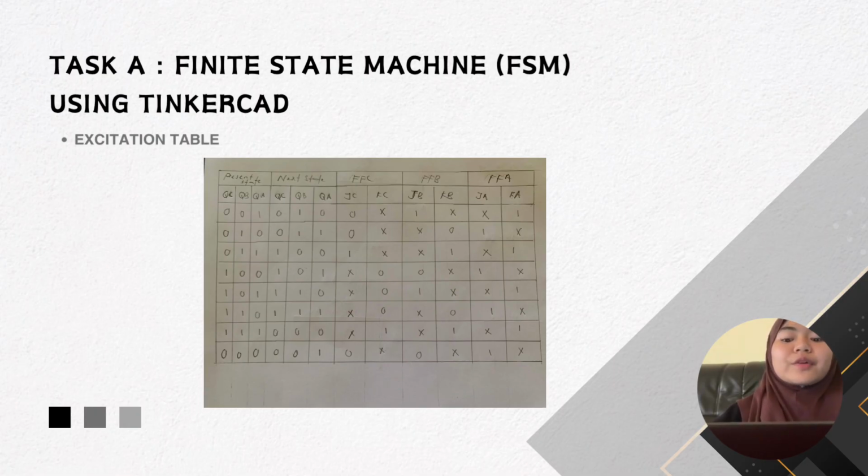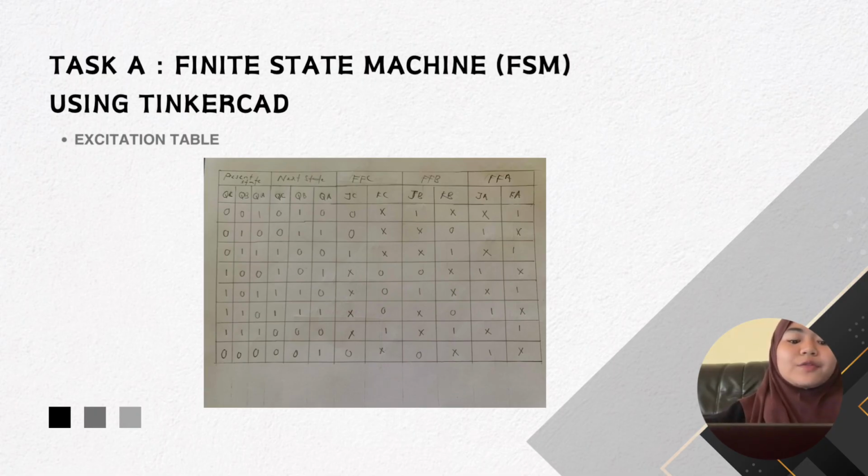Next we have 011 and the next state is 100. Present state 100, the next state is 101, and the present state 101 and the next state is 110. Next 110 and then 111, and 111 and 000. So our last is 000 and the next state goes back to 001.